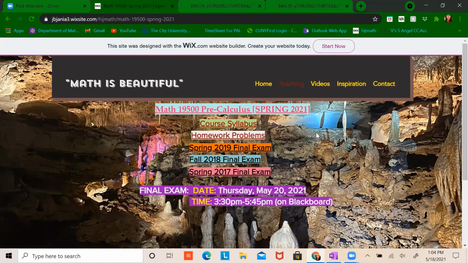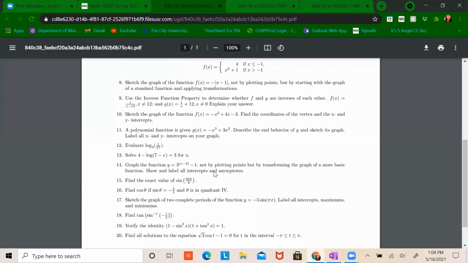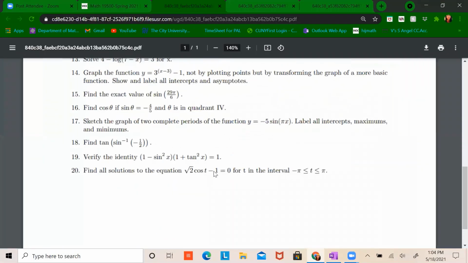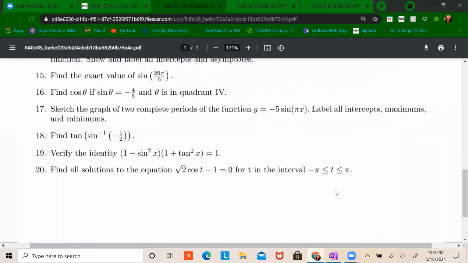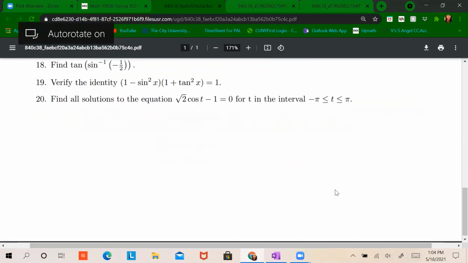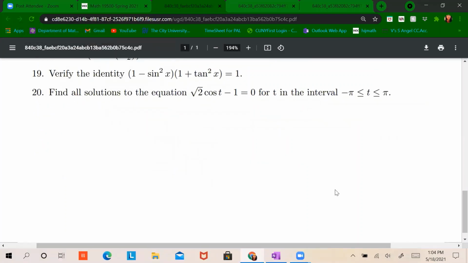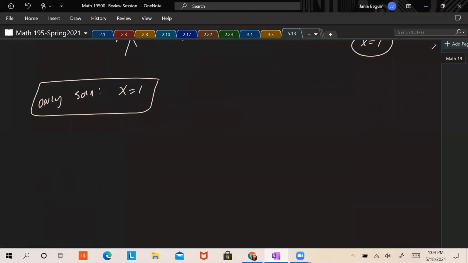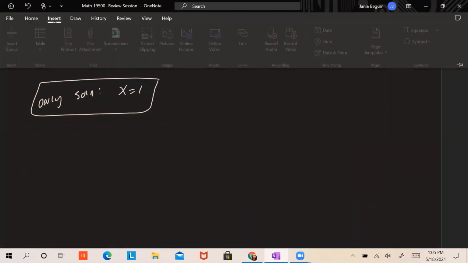All right, I will do one more question and then we'll probably end it. So let me do a spring 2017 question 20. Okay, so here's question 20. That's a good question to practice. We haven't done a question like that. So let me copy this to my OneNote again, and then we'll start. So this is from spring 2017.